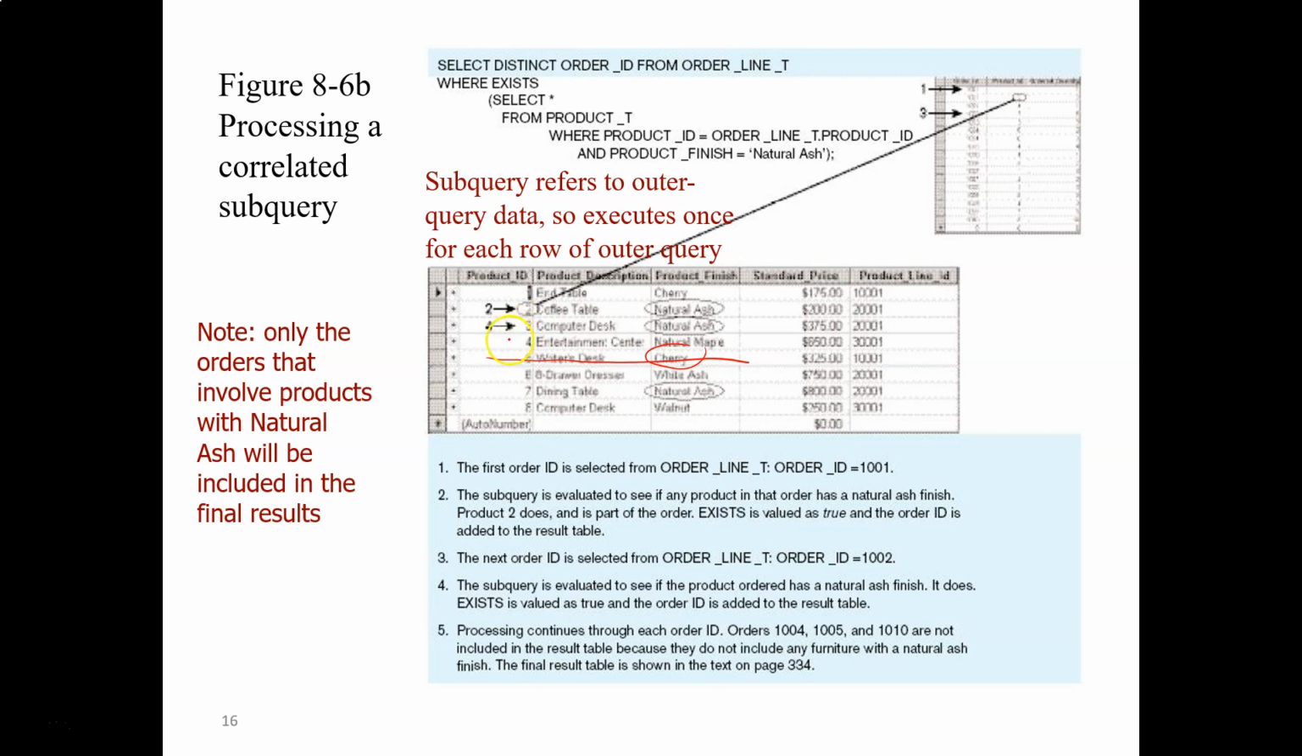And then it executes the inner query. Select everything from product where the product ID equals this 3, and the product finish equals natural ash. And product 3 happens to have the product finish natural ash, so it matches. Then what it will do is put this 1002 in the result. So after going through the whole list of order IDs here in the order line table, it will have a list of order IDs of orders which include products with product finish that's natural ash.